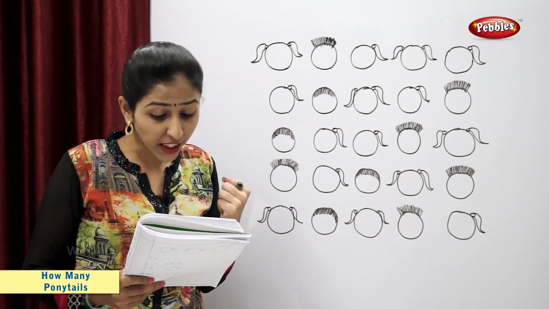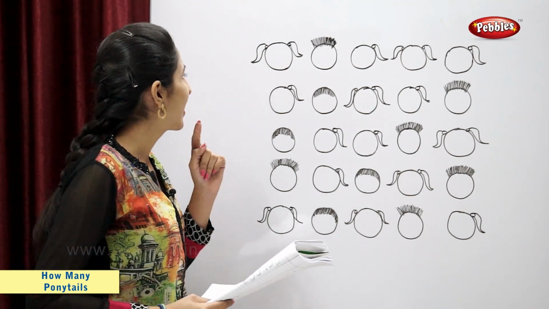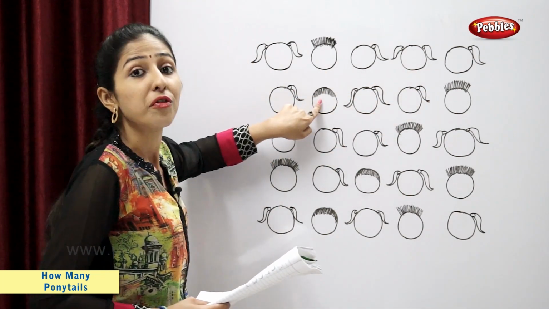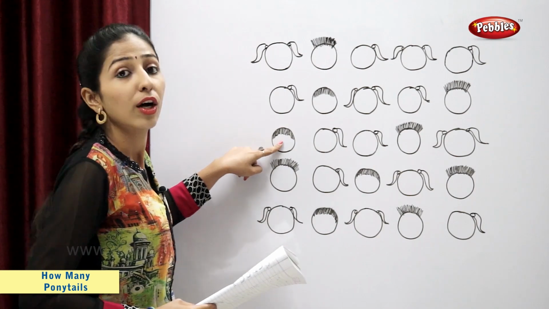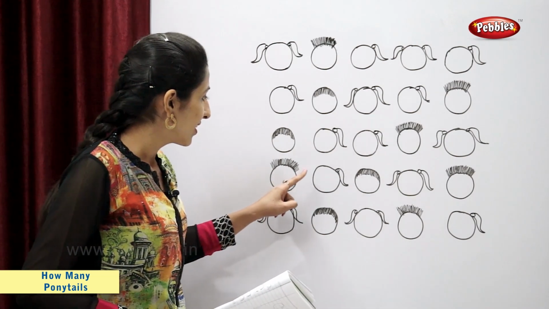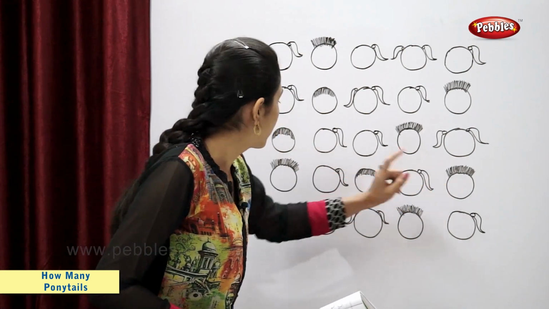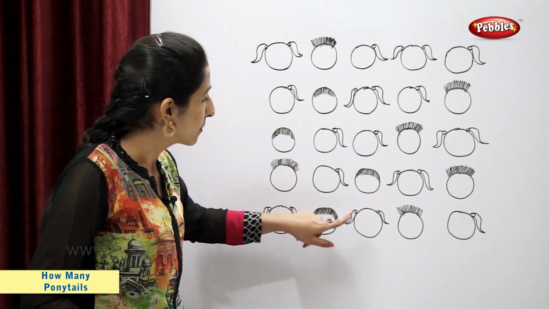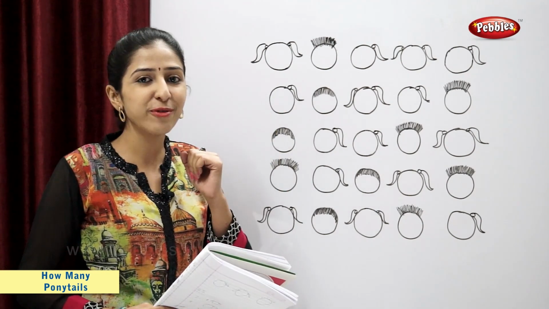There are how many children with their hair down? Let's count this. 1, 2, 3 and 4. So there are 4 children with their hair down.